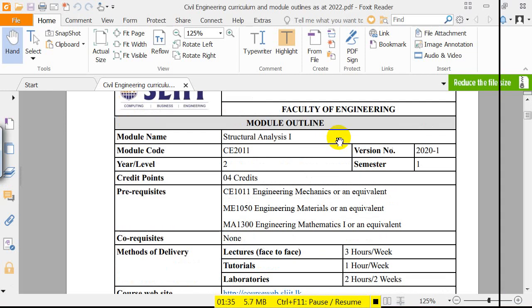Structural Analysis 1 is a 4-credit module, which means that in a week we'll have about 3 hours of lectures and tutorials, equivalent to 4 credits. There are some prerequisites: you should have successfully completed Engineering Mechanics, Engineering Materials and Mathematics 1.